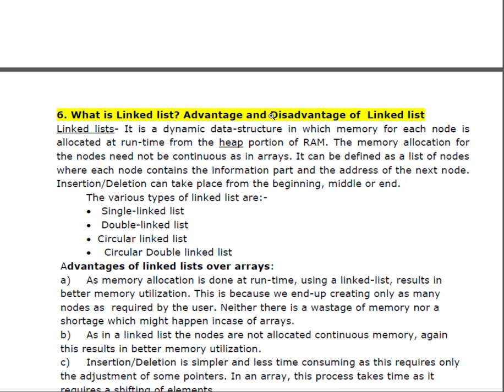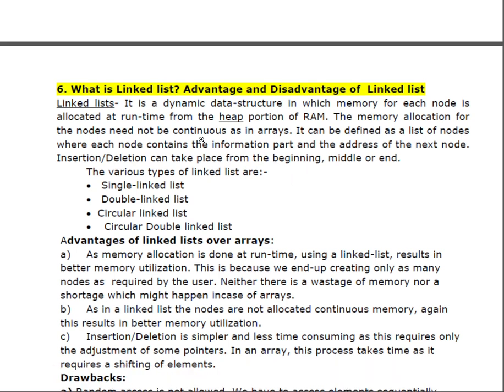So the memory allocation for the nodes need not be continuous as in arrays. Like if the memory is allocated at address 900, then the next node can be allocated at 1000 or any other position. It need not be in a continuous way. Insertion and deletion can take place from the beginning, middle, or end. There are various types of linked lists: singly linked list, doubly linked list, circular doubly linked list.